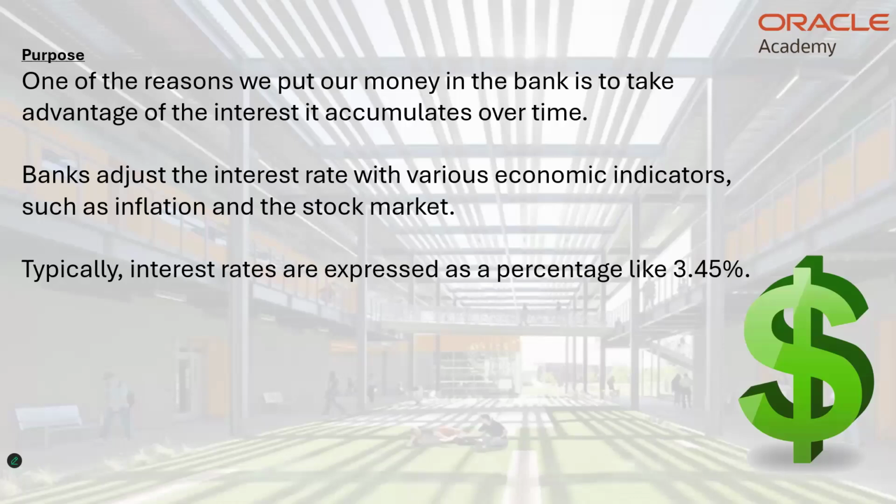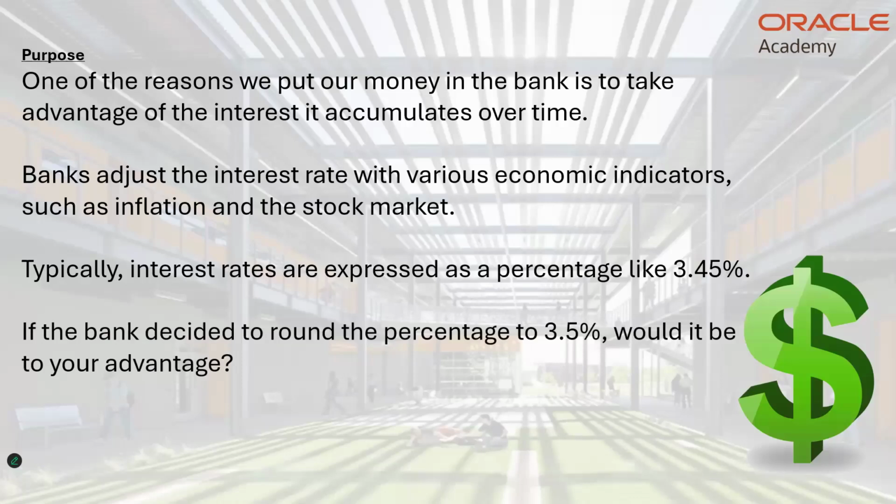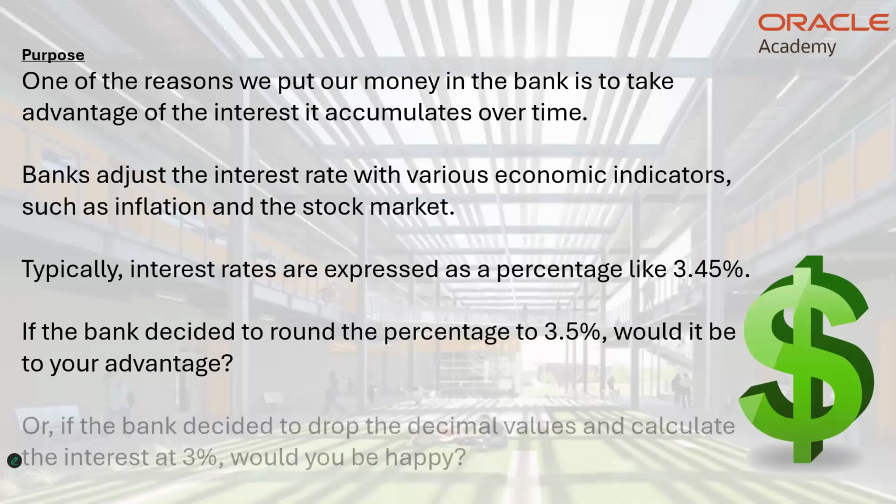Typically, and maybe this is applicable 30 years ago, no, I don't know. Interest rates are expressed as a percentage like 3.45%. Well, I was just looking at the actual rate. If the bank decided to round the percentage to 3.5%, would it be to your advantage? And there was a case a few years ago, well, maybe many years ago, where the bank was saying one thing and performing a different calculation, and millions of dollars were lost, et cetera.